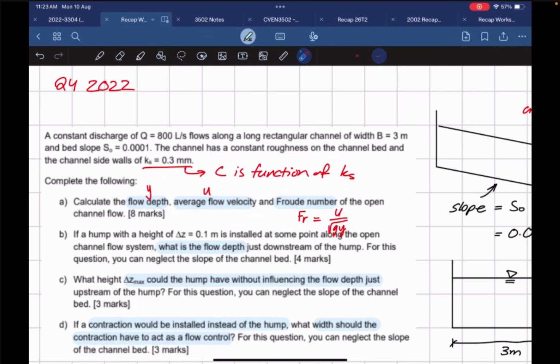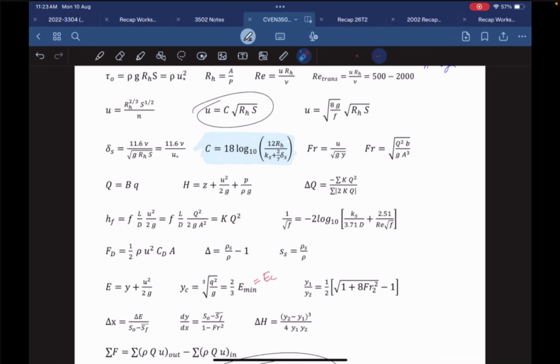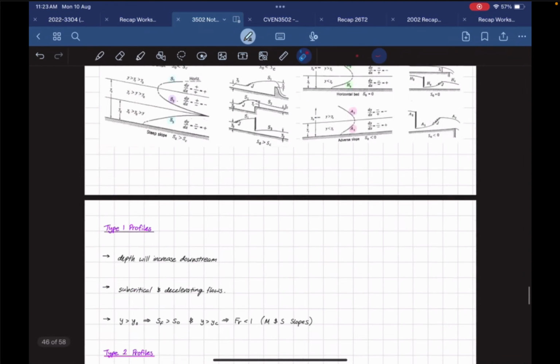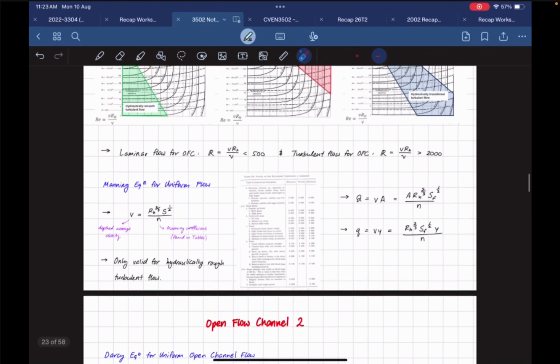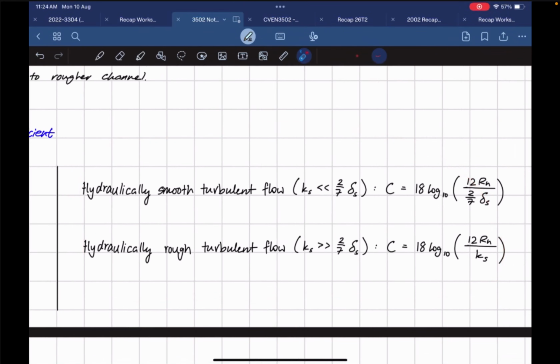Also, about the boundary layer, there's a long formula for it, but I don't think you have enough to figure it out. Delta S is a function of KS, meaning it's a function of roughness. But you don't need to calculate it, because there are two different cases for Chezy's coefficient C. Assuming it's hydraulically rough, we can ignore delta S.